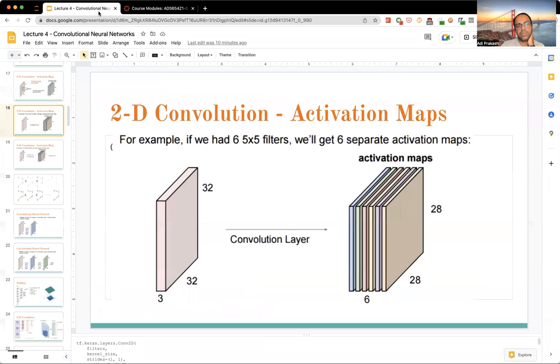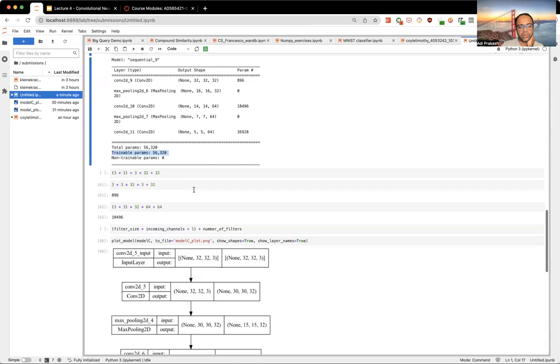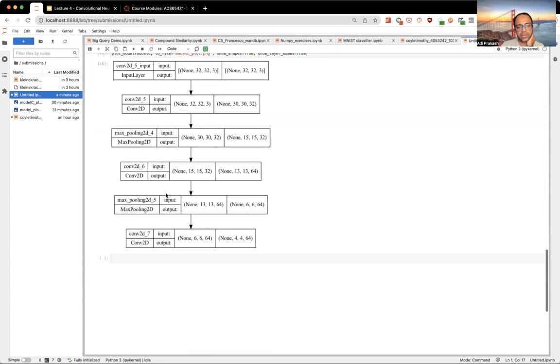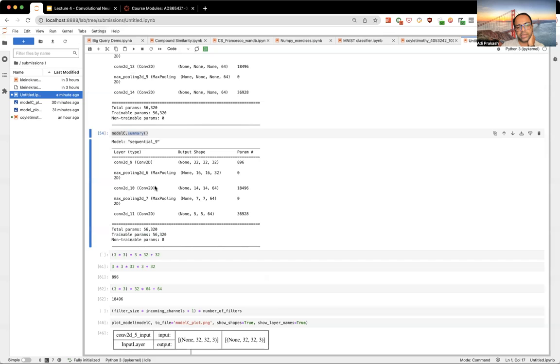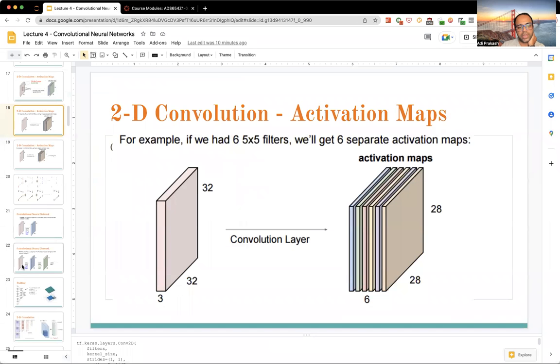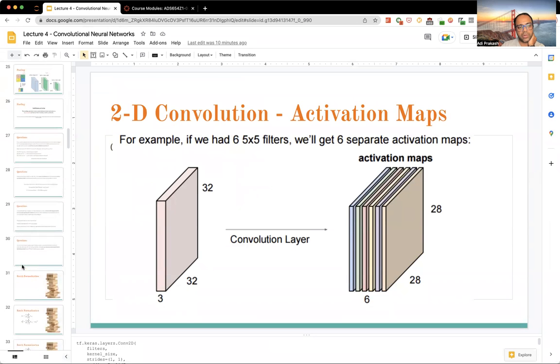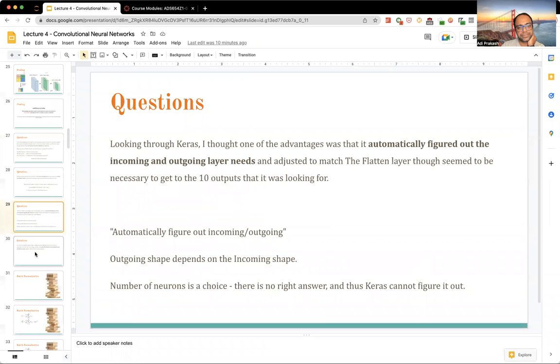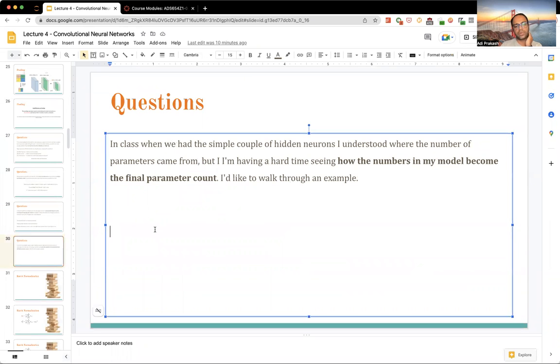So I will share with you this doc. You can play with it, and you can also plot the diagram and see the shapes. I hope this helps you get the idea of how the number of parameters came about. I will share it after the class.